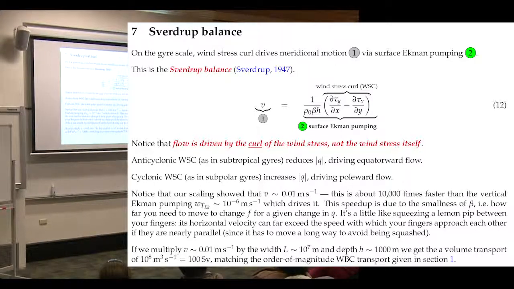Another thing, we've got something like 0.1 meters per second here.